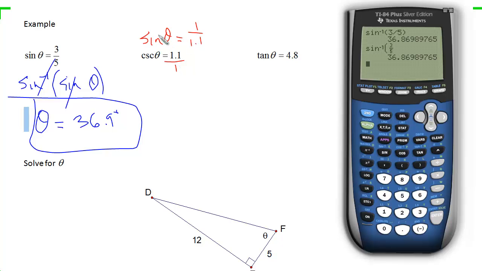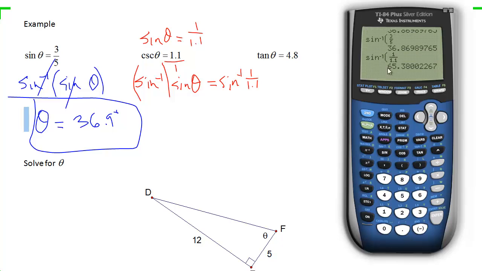And now that I've gone ahead and changed this to sine, I can easily take the inverse or the arcsine and undo it. So now I can say that the arcsine or inverse sine of sine theta equals the inverse sine of 1/1.1. And again, in the calculator, I can take this as inverse sine, and I can put this in as a stacked fraction, 1/1.1. And I get 65.4. So in this case, theta equals 65.4 degrees.